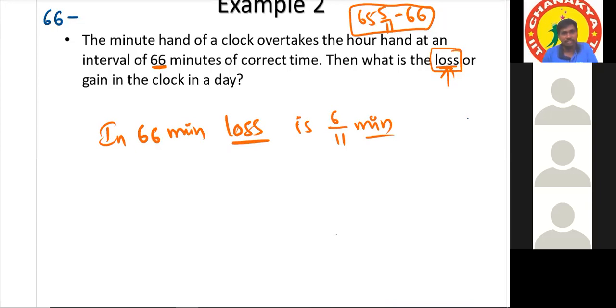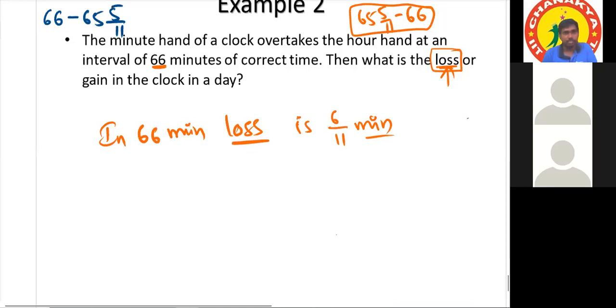66 minus 65 5 by 11. See here my way of doing this question. Leave 1 here. What is the remaining number? 65 minus 65 is 0, right? And already 1 is there, correct? 1 minus 5 by 11 is 6 by 11. This is easier, otherwise it's too long. If you do LCM and all those things, it will be time waste.